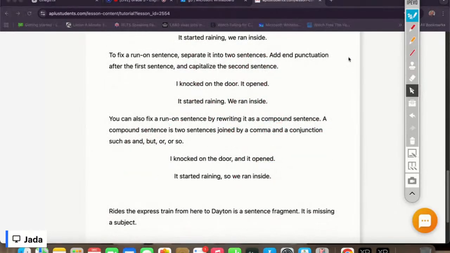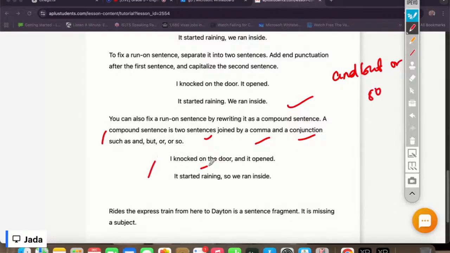All right? You can also fix a run-on sentence by writing it as a compound sentence. A compound sentence is made up of two sentences joined by a comma and a conjunction. These are the conjunctions: and, but, or, and so. We have "I knocked on the door and it opened." "It started raining, so we ran inside." So you can fix a run-on sentence in two ways. Either end it with a period and start the next sentence with a capital letter like this, or make it a compound sentence with a comma and a conjunction. Okay?